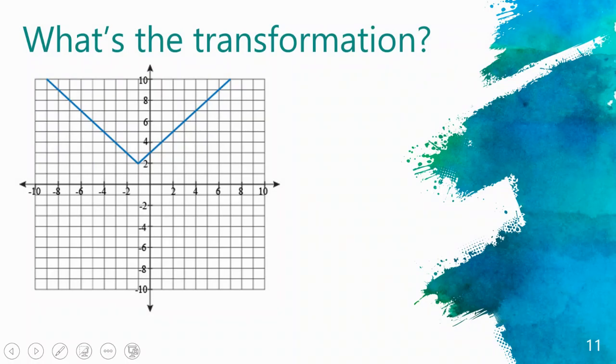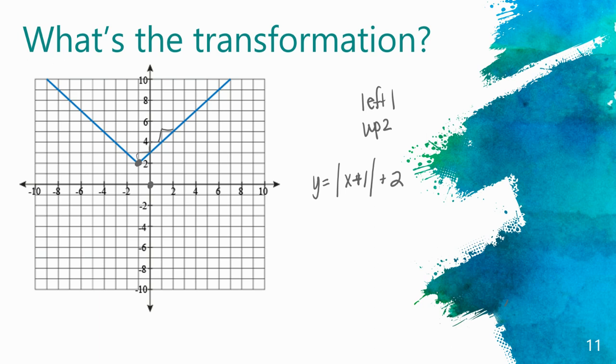Let's try another one. So we got the transformation. Let's start with, remember that our parent function would be at 0, 0. And this new one is over here. So obviously we can see we've moved left 1. We've moved up 2. There's no flip. And I'm going to count the slope, and it looks like it's up 1 over 1, up 1 over 1, etc. So there's no change in the slope. So if I want to write the equation, I'm just going to write the absolute value of x plus 1. Sorry, that's a plus sign. Plus 2, because it's up 2. And that is the equation of the function.